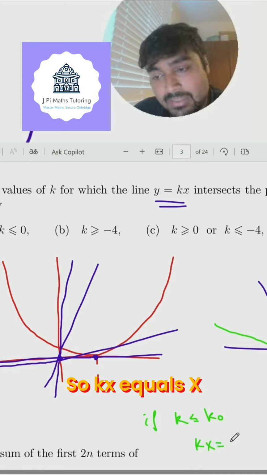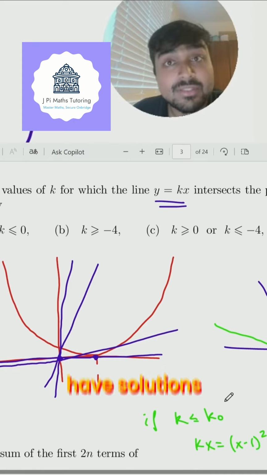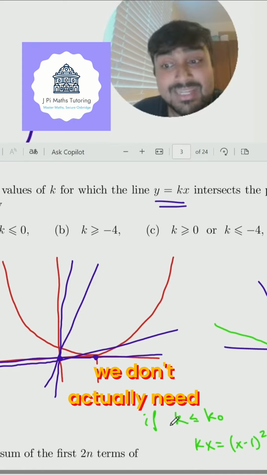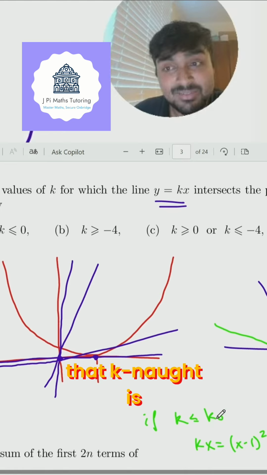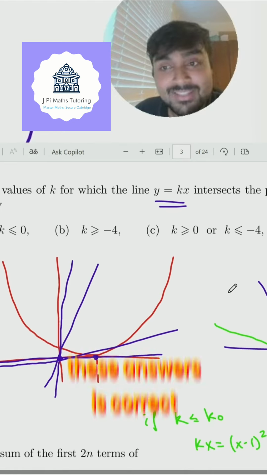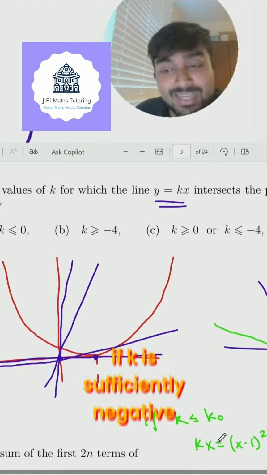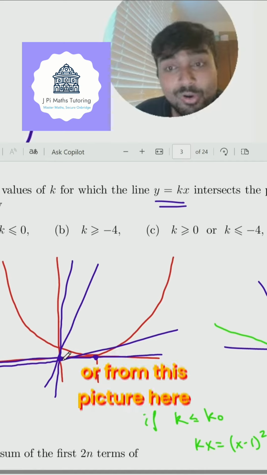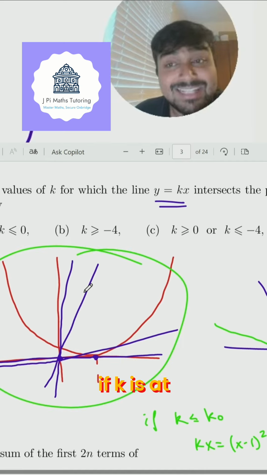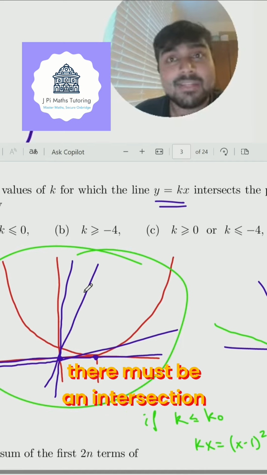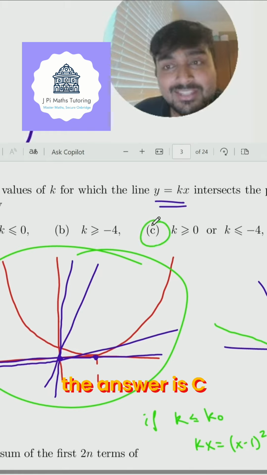So kx equals (x minus 1) squared will have solutions. Now, we don't actually need to work out what that k naught is. Because this is multiple choice, we know one of these answers is correct. So we know that if k is sufficiently negative, or from this picture here, if k is at least 0, there must be an intersection. And therefore, the answer is C.